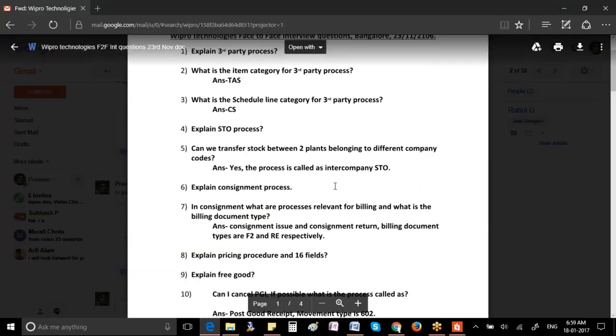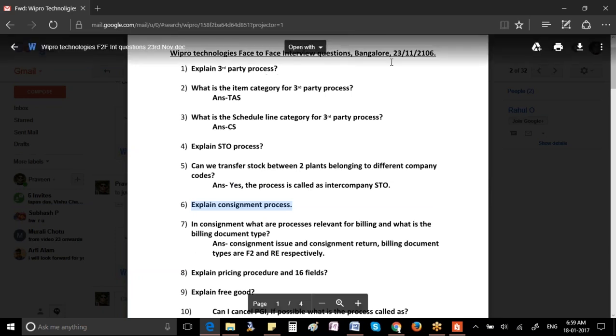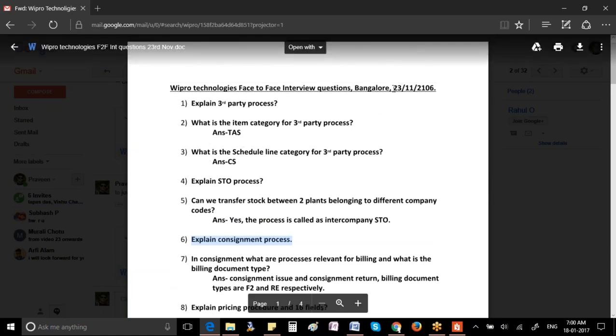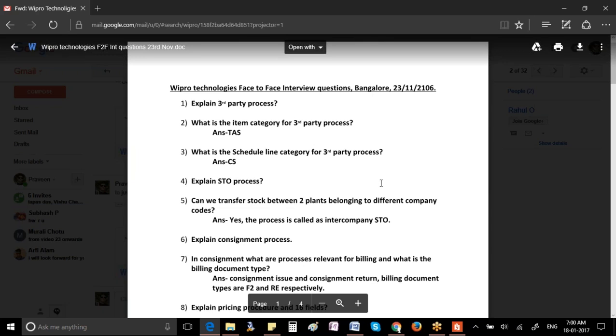Let me show you a few more questions, just to give you some confidence. Explain consignment process. You might be wondering, these are the questions asked, and you can see the date also: Bangalore, Wipro, 23/11/2016. Prabhu, do you believe these questions are for four years of experience? Okay, go ahead, Prabhu.